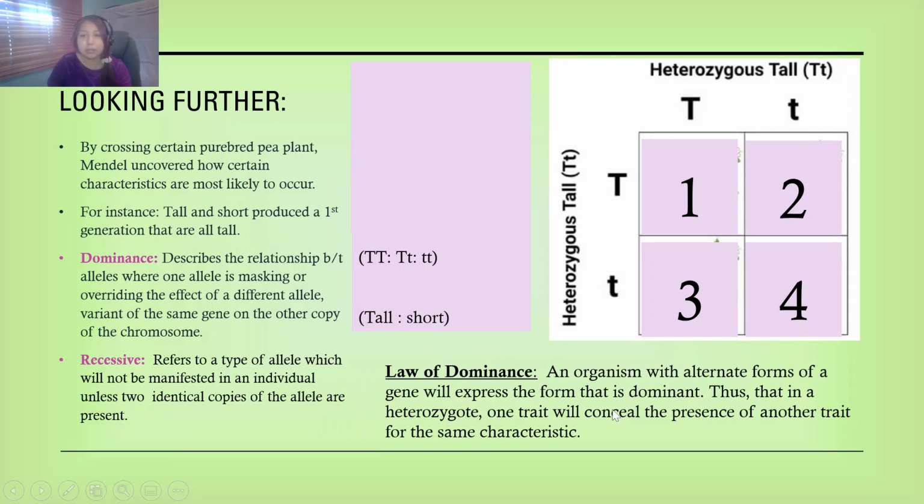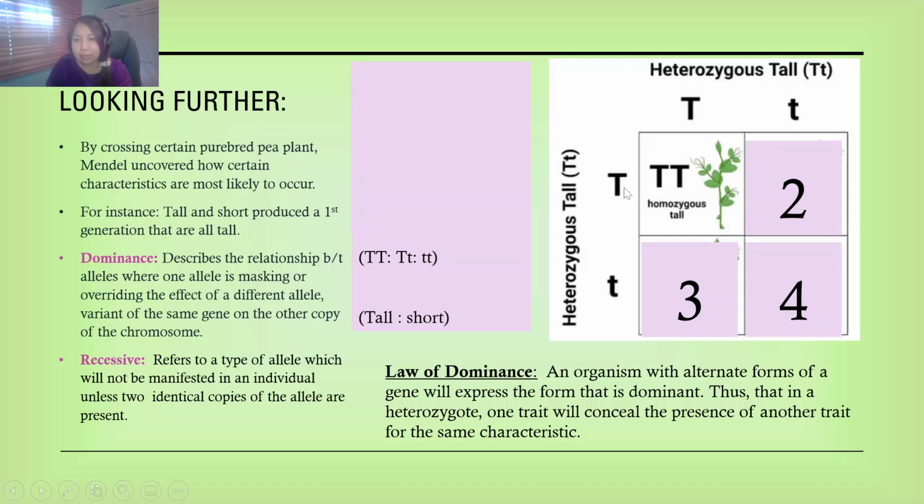Looking further, let's do a cross ourselves, and we will start off with the first square. So we see what's on top. We have a big T, and then on the side we have another big T. So we have homozygous. Big T means it's dominant. Homozygous dominant. So what phenotype would we expect? We should expect it to be tall. Okay, we got that. What about number 2?